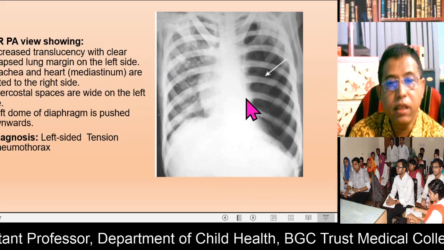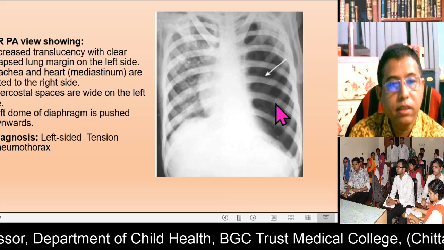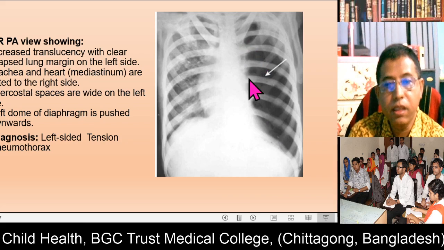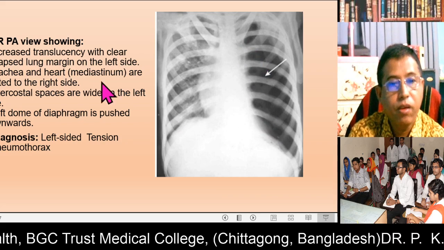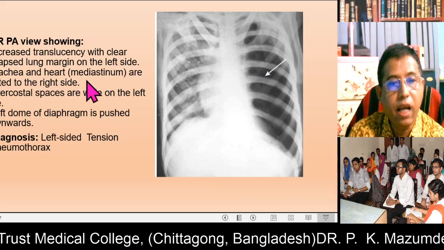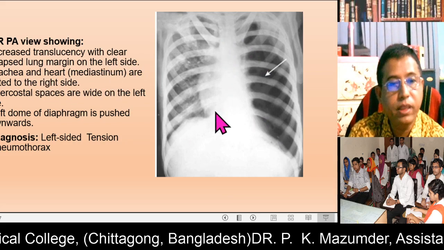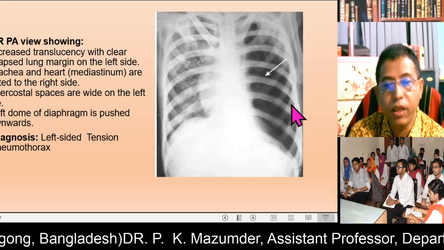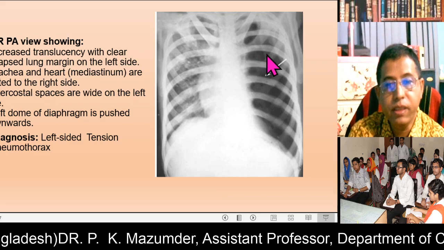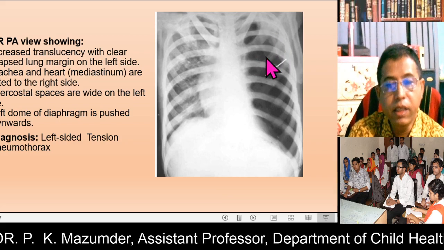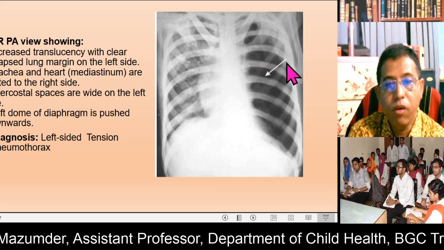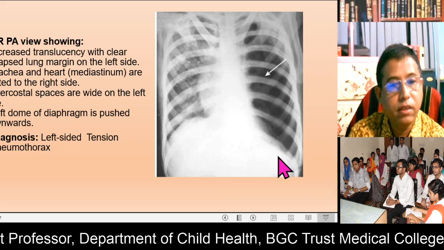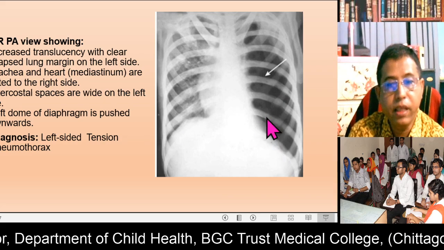Now, this is showing a pneumothorax, with increased translucency and a clear collapse margin on the left side. Trachea, heart and mediastinum are shifted to the opposite side. Interstitial spaces: why do you see lung collapse? Because the interstitial spaces are widened, the ribs are more horizontal, and the left side of the diaphragm is pushed downwards. So this is a left-sided tension pneumothorax.